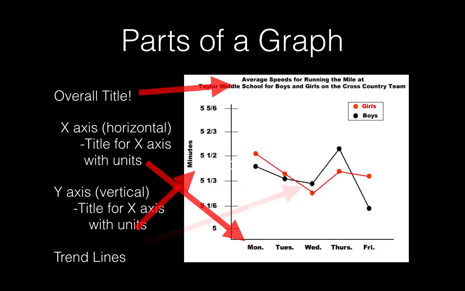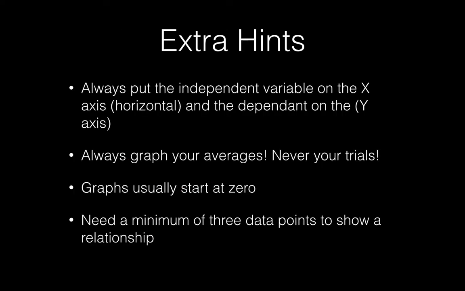Next, you've got your trend lines. Now, you don't have to have more than one, but you can have as many as look comfortable. So they're actually looking at the average running speeds of boys versus girls. Boys are in black, girls are in red. For our graphs, we're only going to need one trend line, but you can put more in if you need to.